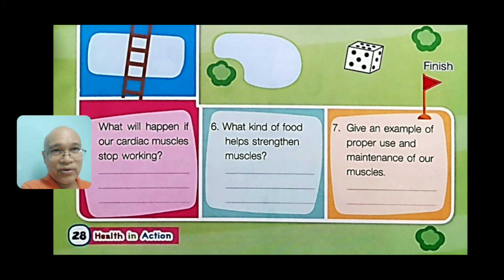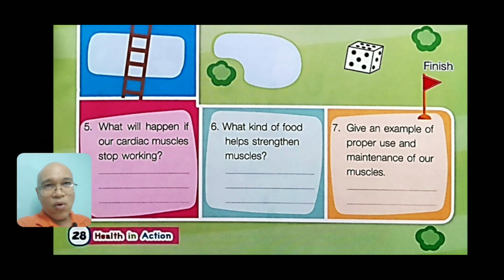All right, so number 5, what will happen if our cardiac muscles stop working? Oh, you'll die, right? Dangerous. Number 6, what kind of food helps strengthen muscles? What kind of food are they? Like eggs, milk and cheese and nuts and soys, and meat, right? What are they? They're protein, right?